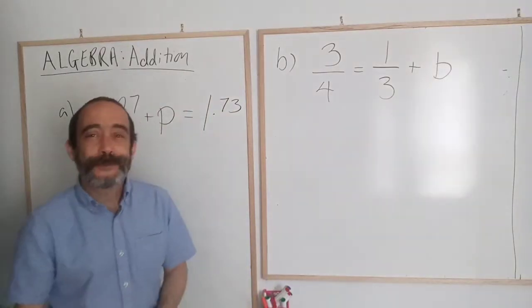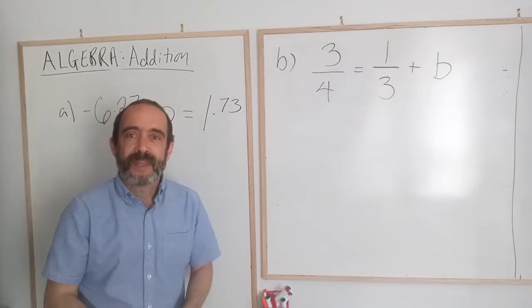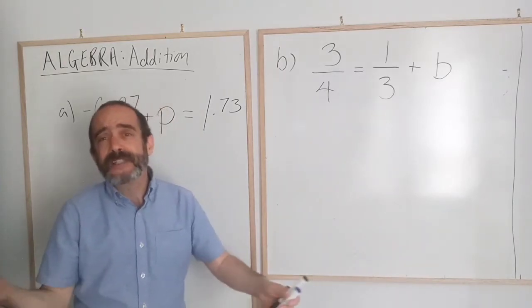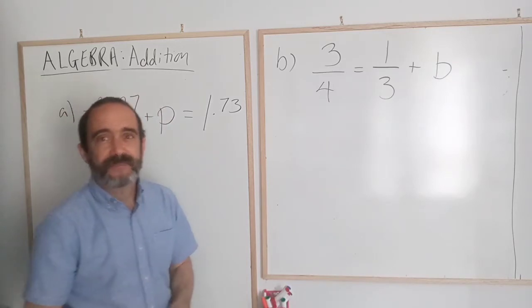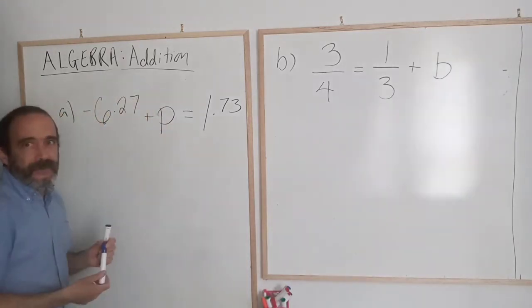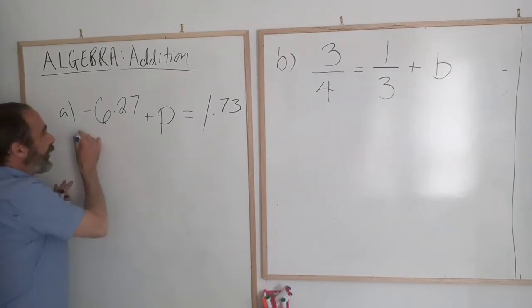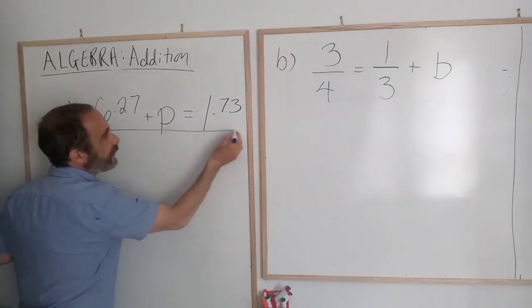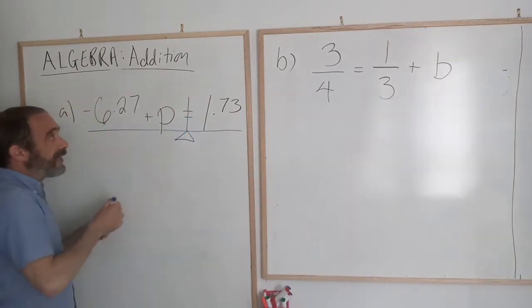Hi again. So we're continuing with algebra, addition equations, but this time we'll try a couple more examples, one with real numbers and then one with fractions. The one with real numbers is quite similar to what we did with integers. I have positive and negative numbers with decimals and so forth, right? And we're looking to get p alone.